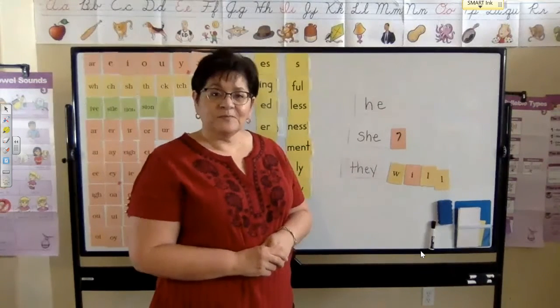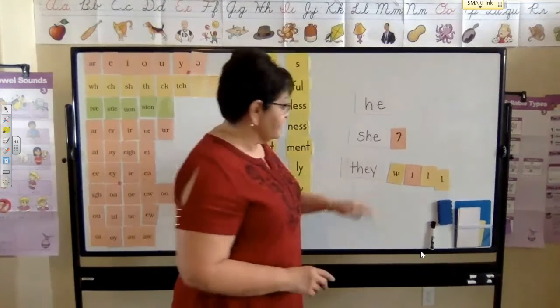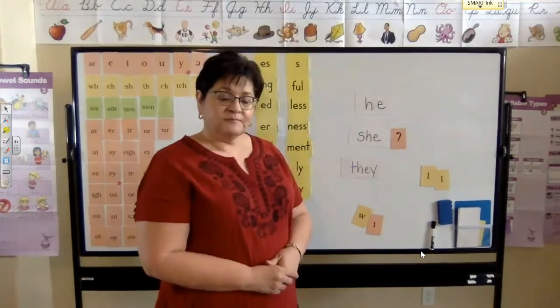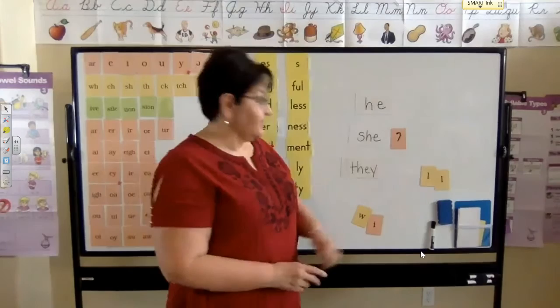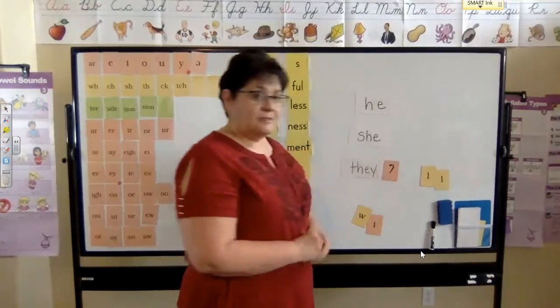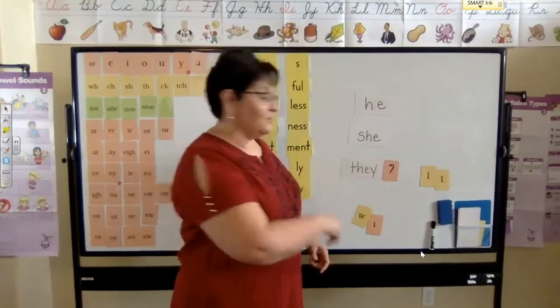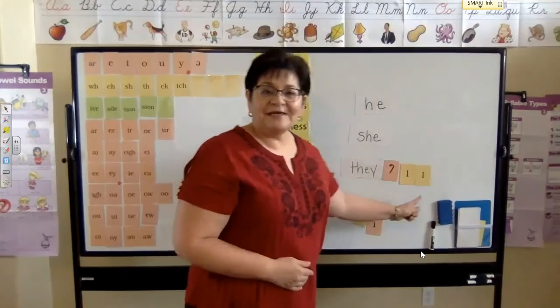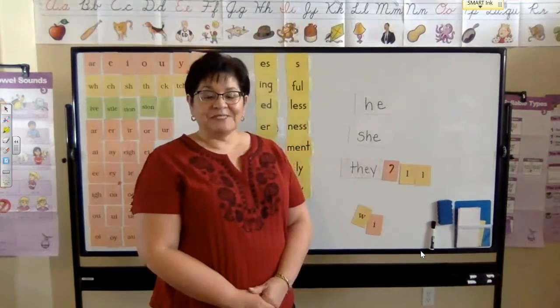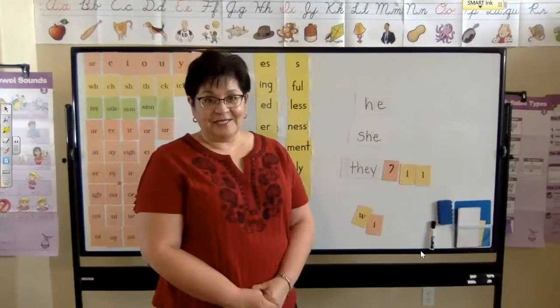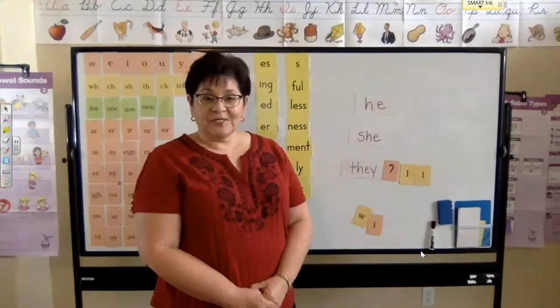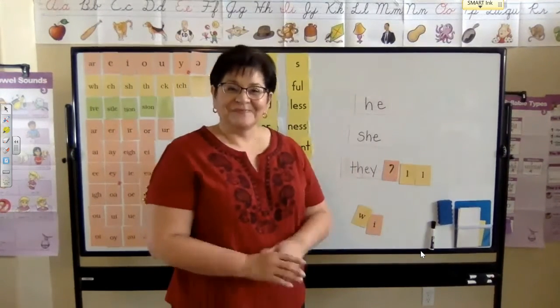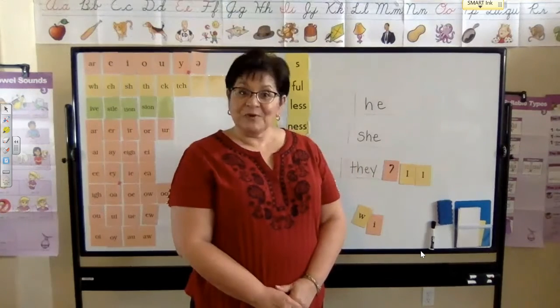Tell me what to do. Take away the W and the I. Replace it with the apostrophe. Bring over my two L's. Now let's read it. They'll help us today. They'll be here today. They will. They'll. Good work. Are you ready for more?